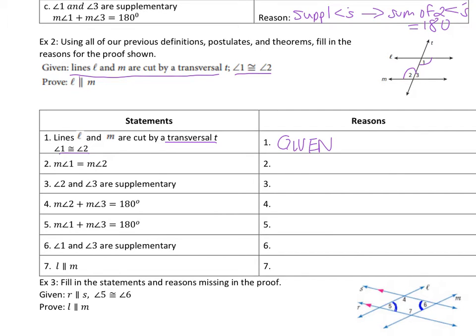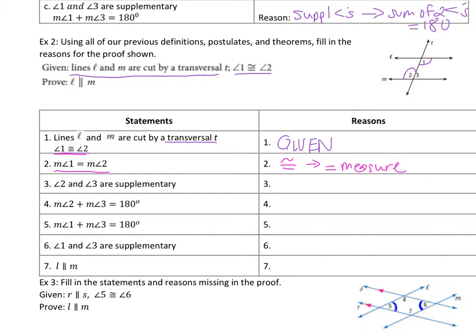Next, you have to ask yourself, how do they get that measure of angle 1 is equal to the measure of angle 2? So you have to look at what you were told previously. We can see that angle 1 is congruent to angle 2. And how does it change from congruent to equal? It is because congruence implies equal measures.